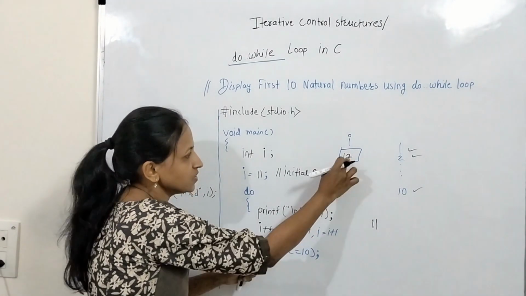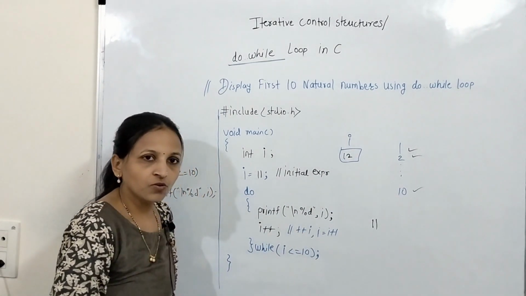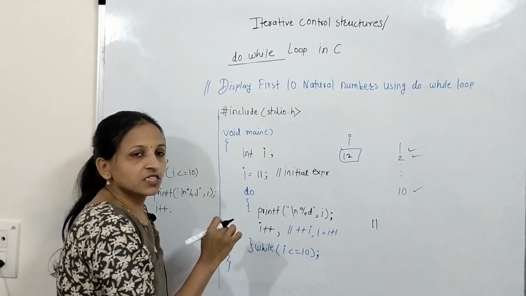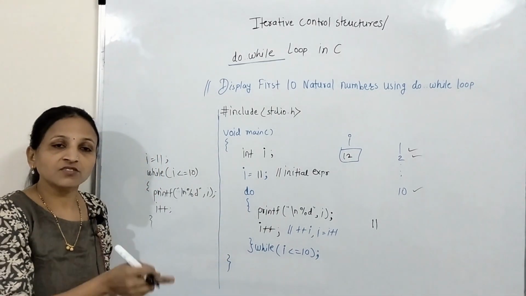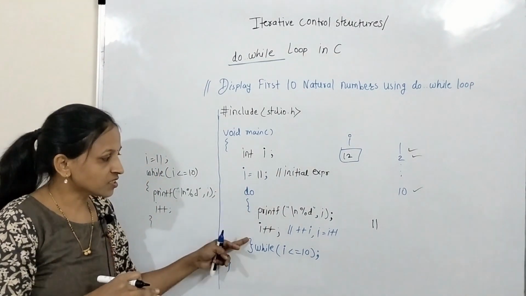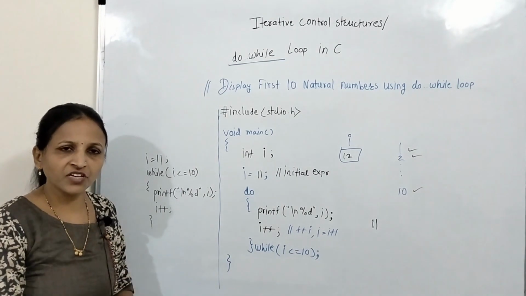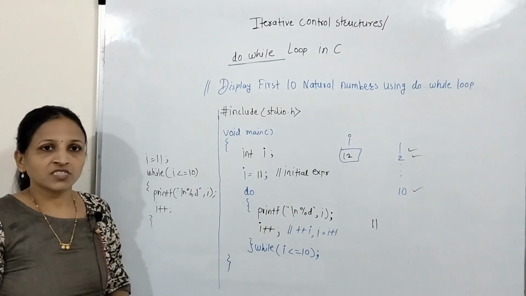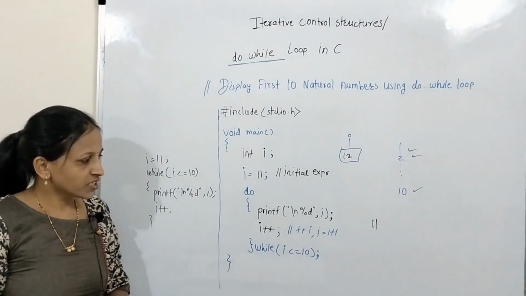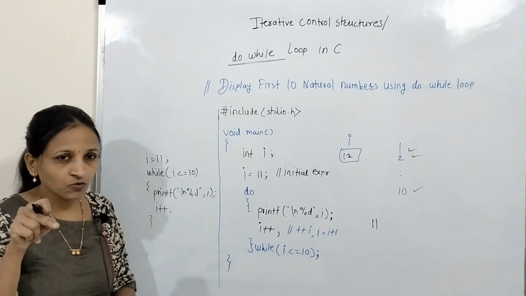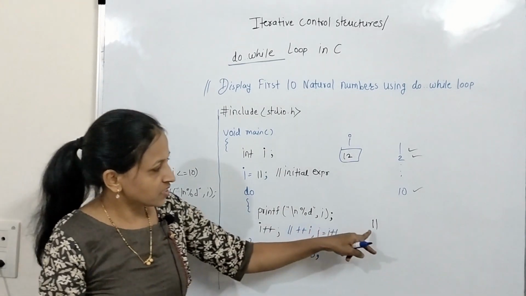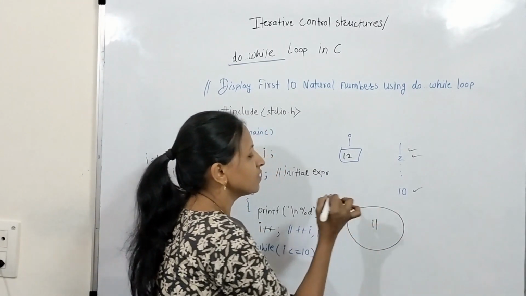Now I is 12. Is 12 less than or equal to 10? No, it is false now. That's why control will not come back to execute this block again, that is for the second time. The first time it will get executed definitely in any situation, whether the condition is true or false. In every situation this block will get executed at least once in case of do while. That's why we are getting this output onto the screen, that is 11.